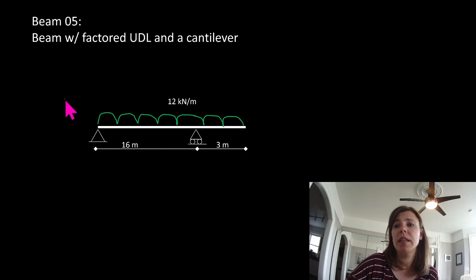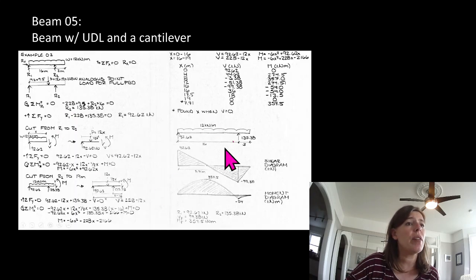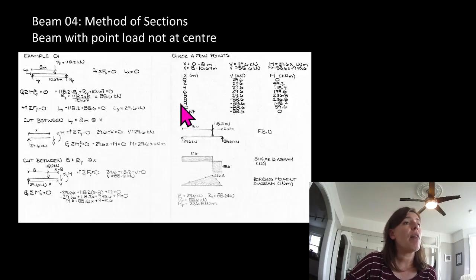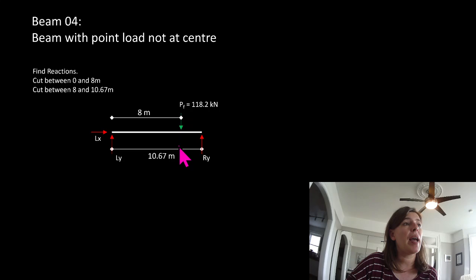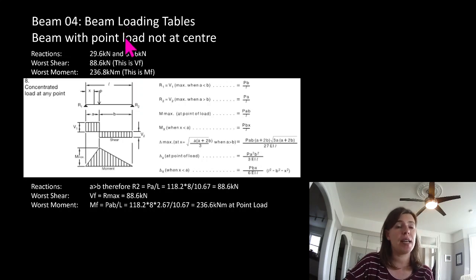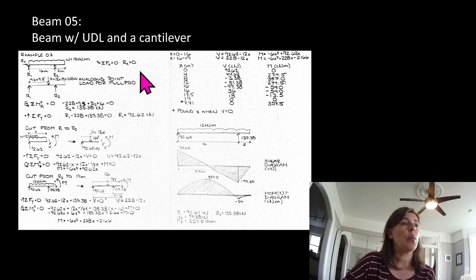So I'm going to make myself smaller here. Let's take a look. Here that is all worked out for you, again, as well. There are a few other beams that have been worked out. Here's one with a point load anywhere along its length that I also went and showed how you could calculate those values using one of the beam loading tables. So you have those beam loading tables available to you as well.